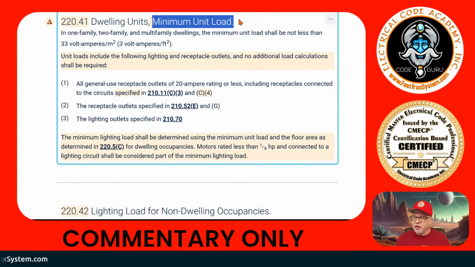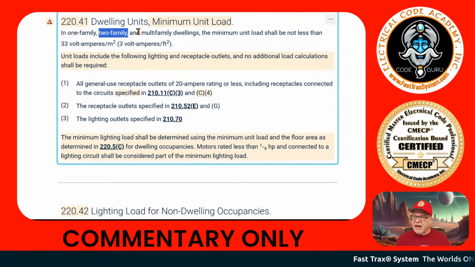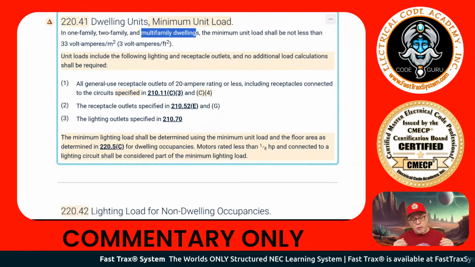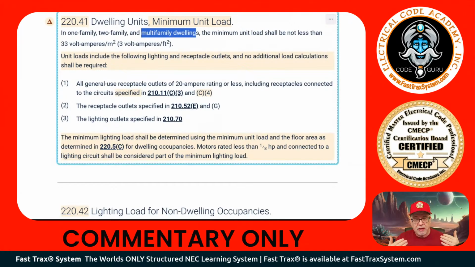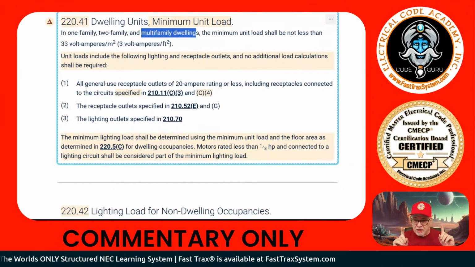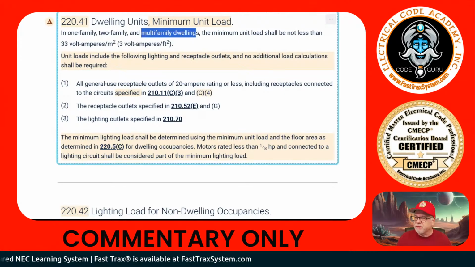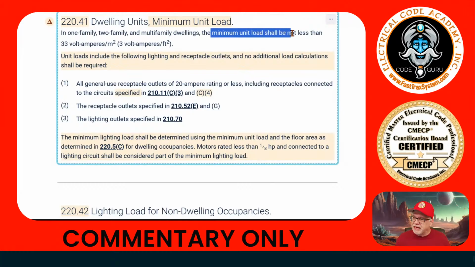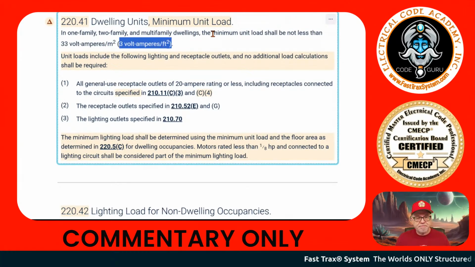Minimum unit load. Now you'll notice it says right here, 1 family dwelling, 2 family dwelling, and multifamily dwelling. And this is under part 3 of Article 220. So we know this deals with the standard method. Again, nothing was said in our question about utilizing the optional method, okay? Now, we're in here and it says the minimum unit load shall be not less than 3 VA per square foot, okay? So it's typically what we use, 3 VA per square foot.